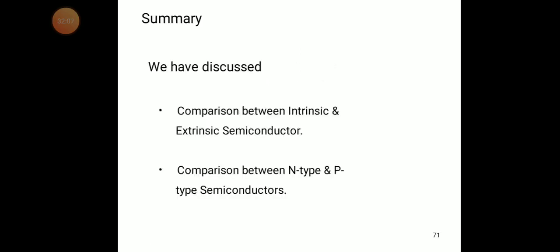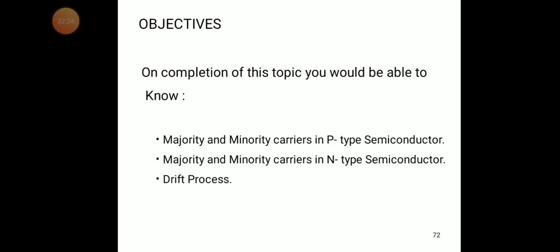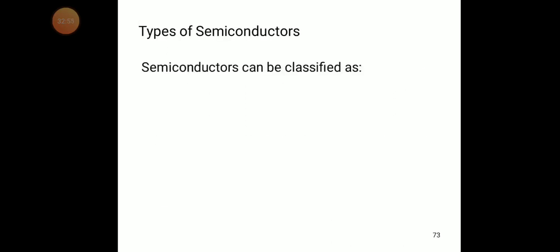So what we discussed until now is the comparison between the intrinsic semiconductor and extrinsic semiconductor. Again we compared the n-type material and p-type material. Now we try to discuss majority and minority charge carriers in p-type semiconductor and in n-type semiconductor, the drift process and the diffusion process. So this is the next topic. Majority and minority carriers of p-type and n-type, drift current and diffusion current we are going to discuss.